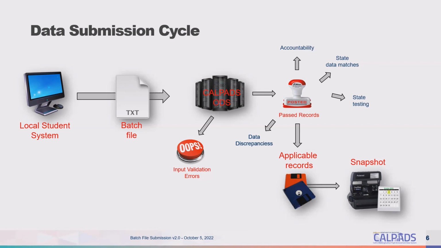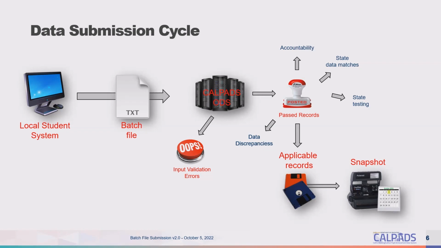Data submission cycle. Here we have a diagram of how data gets from your local student information system into CALPADS. So all student data begins at the local level, whether it's a local SIS, Student Information System, or CEDS, Special Education Data System. From your local system, you're going to submit or extract a batch file and submit that file into CALPADS. Once it's in CALPADS, it's subject to input validation errors. If any records in a file triggers an input validation error, the entire file will be rejected. If all the records pass, the data within that file will be automatically posted to CALPADS.